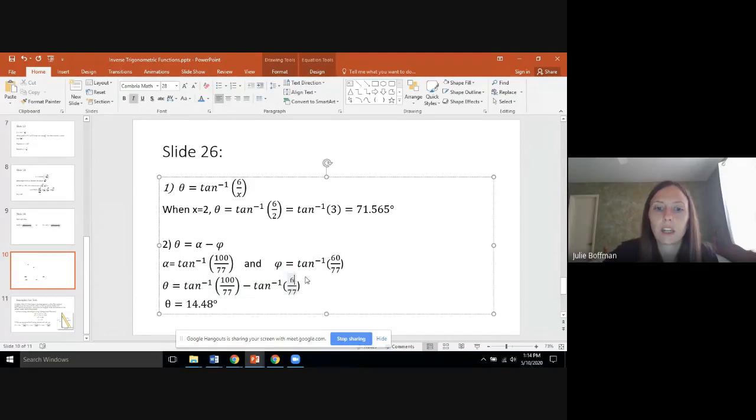Hold on. Okay. So you would do inverse tangent of 100 divided by 77 for the big angle, inverse tangent of 60 divided by 77 for the little angle, and then subtract them to get that top angle that was our viewing angle of the screen. And if you type that in the calculator, you should get 14.48. Now, I think that's correct. I think I just typed the 66 wrong.